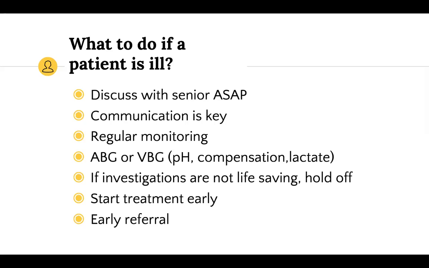This patient will also need an arterial blood gas or venous blood gas. And why you would do this is to look at their pH level to see if they're acidotic or alkalotic and whether they're compensating. And then also the lactate is a really important prognosticator of how they're doing.